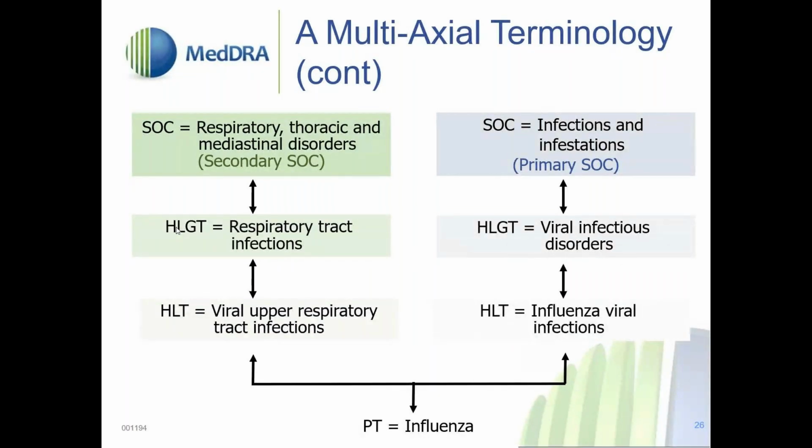Another example, as already mentioned, many PTs are assigned a primary SOC based on the manifestation site, but there are these three exceptions that I've already mentioned: SOC congenital, SOC neoplasms, and SOC infections. And here we see an example for one of these three exceptions. PT influenza has SOC infections and infestations as primary SOC, and a secondary linkage to the site of manifestation that is SOC respiratory.